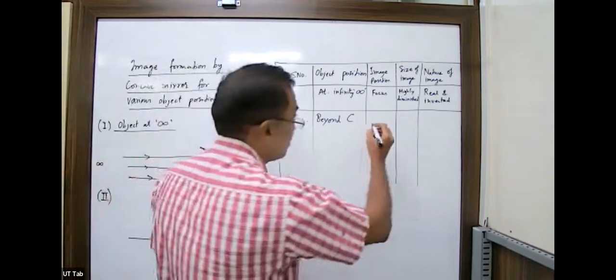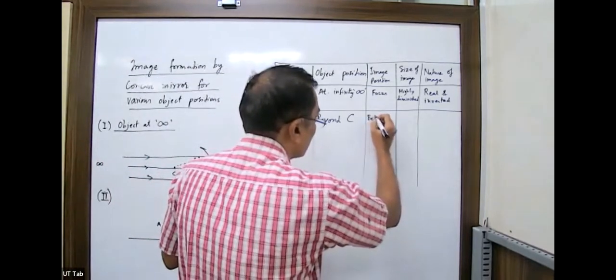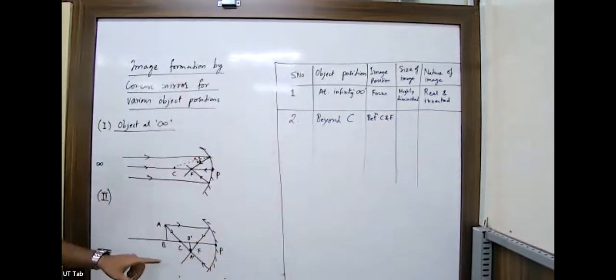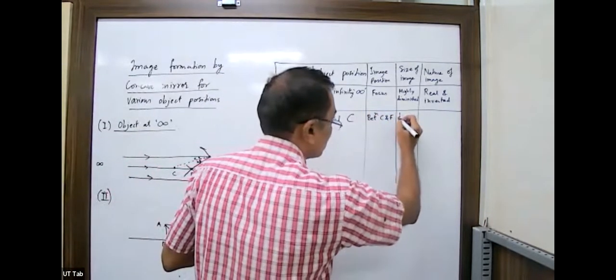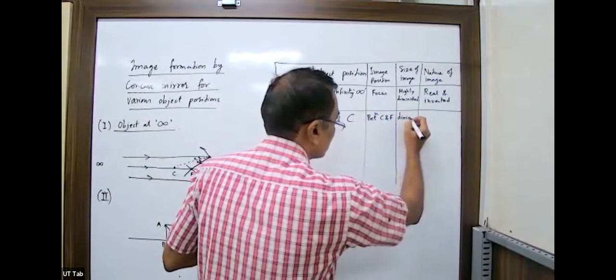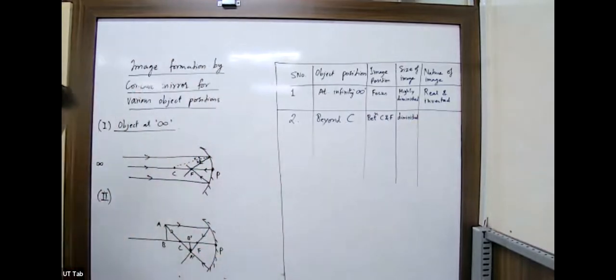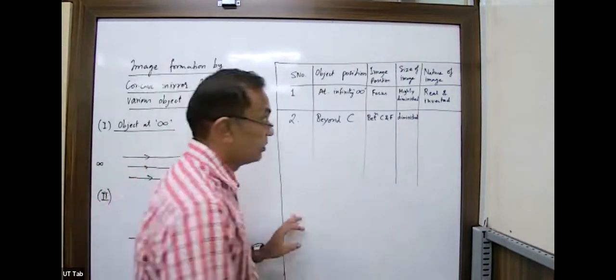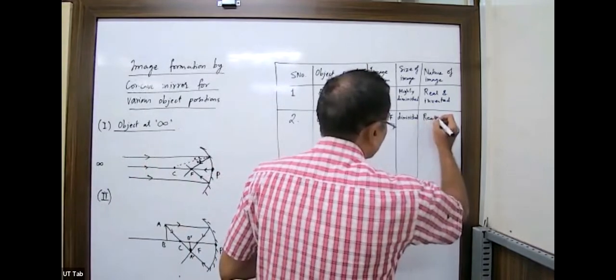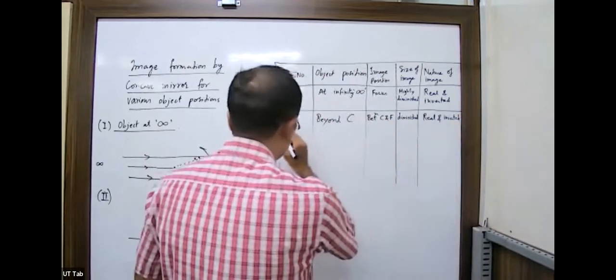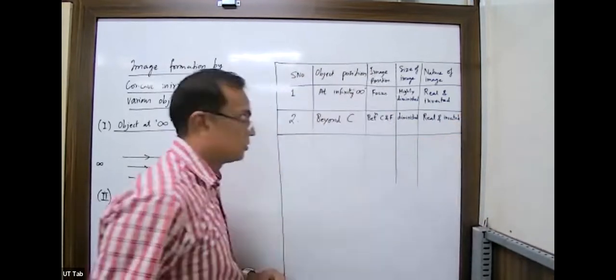So the image is between C and F. What is the nature of the image? Diminished. It is not highly diminished this time, it is diminished. Again, real and inverted.